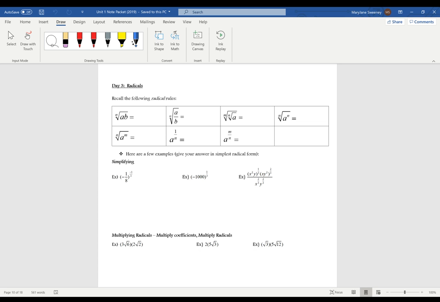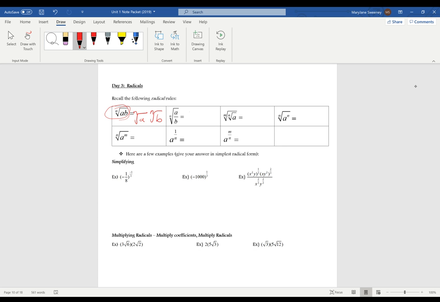Okay, so day 3, radicals. So we have the nth root of AB, which could be separated to the nth root of A times the nth root of B. Sometimes it's helpful to have it separated to break down. Other times you want to combine it together to go back here. It just depends on the problem, what you're trying to do.